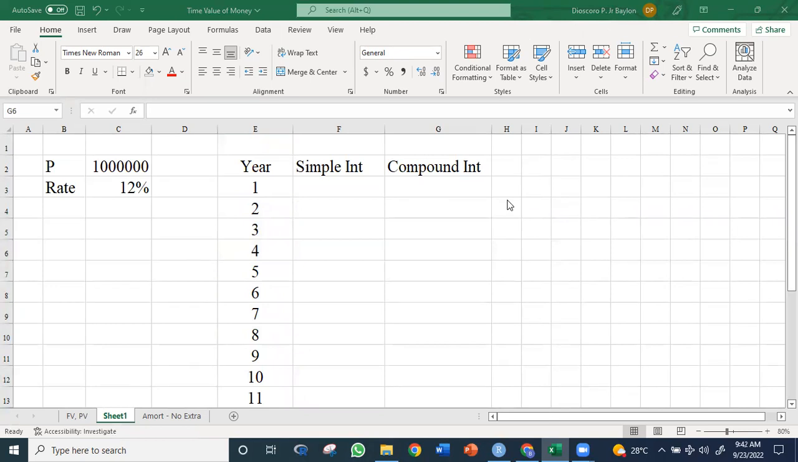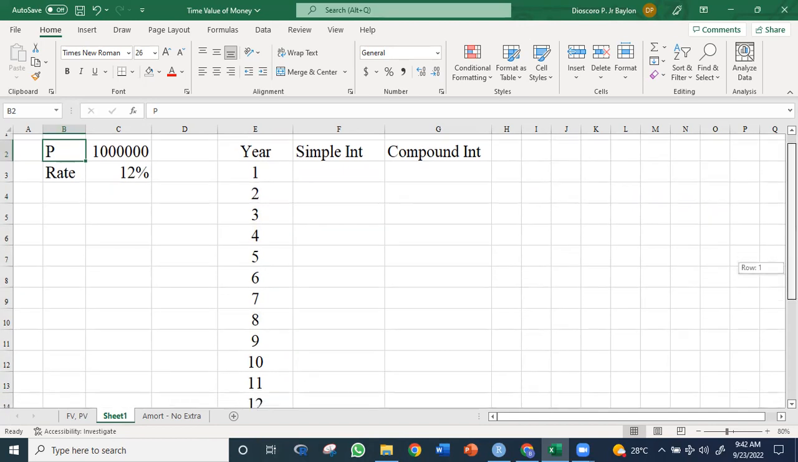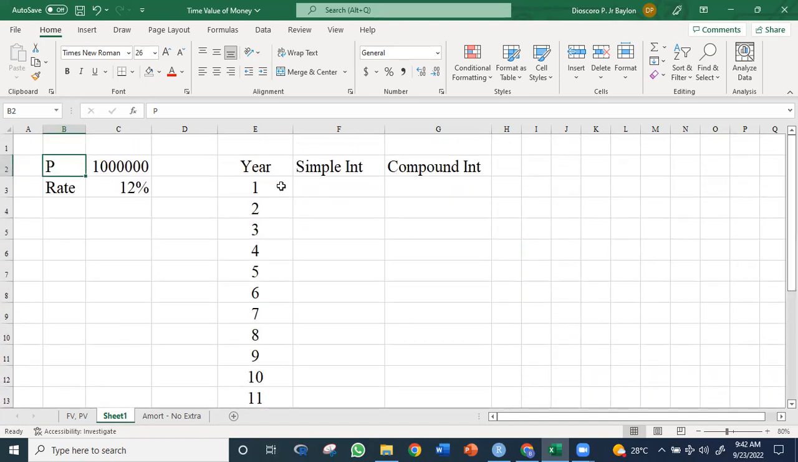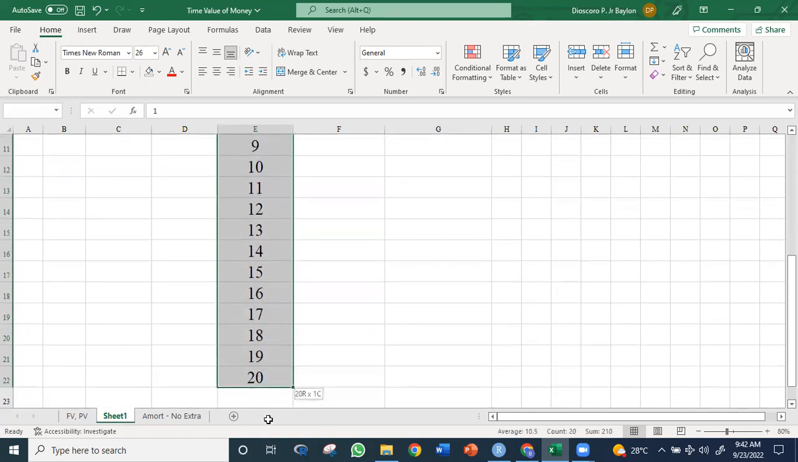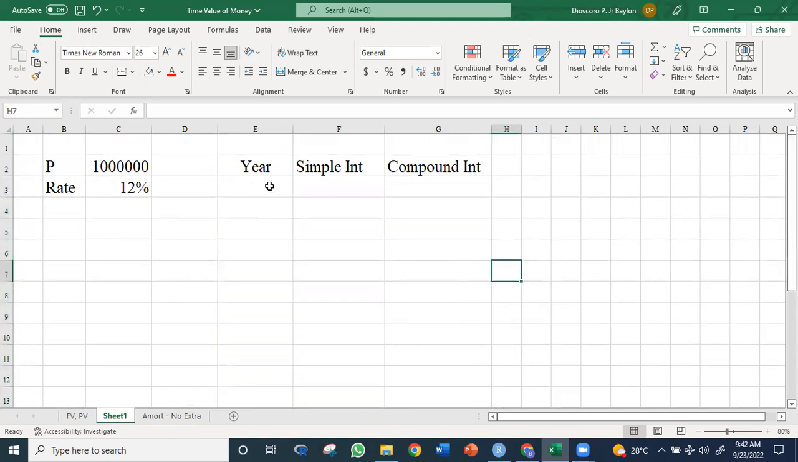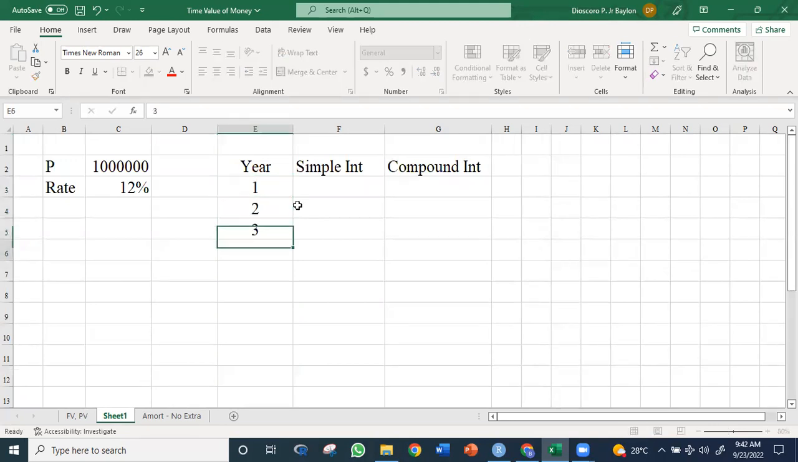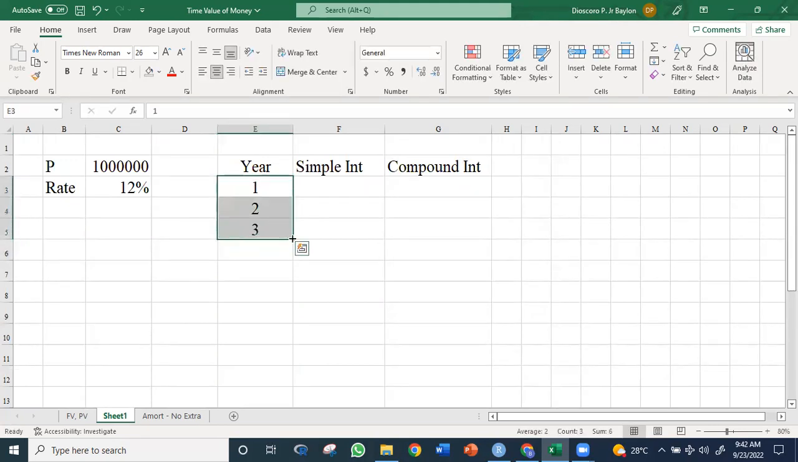My question from Patricia: for the compound interest, will we use the future value? Since we're given the present value, we will be computing for the future value. So we will see how much 1 million will be after 1 year, 2 years, down the line up to 20 years. By the way, Gerard had a good question. Let me teach you another way. If you're doing a list, for example, 1 to 100, you can do 1, then 2, then 3, and then drag this down up to 100.